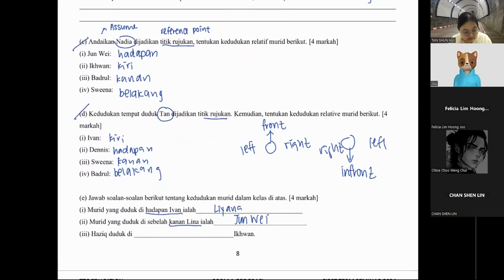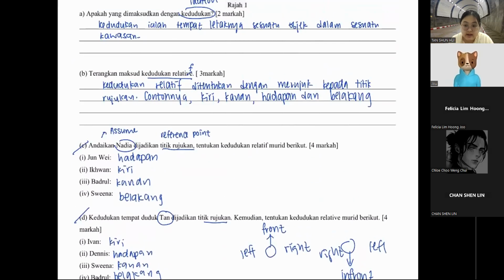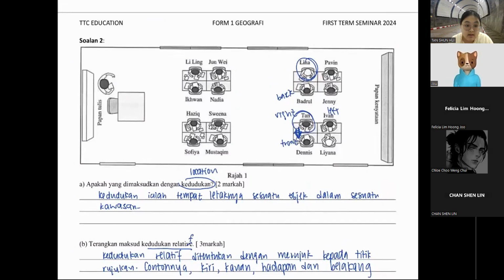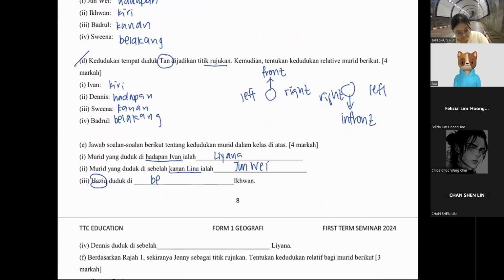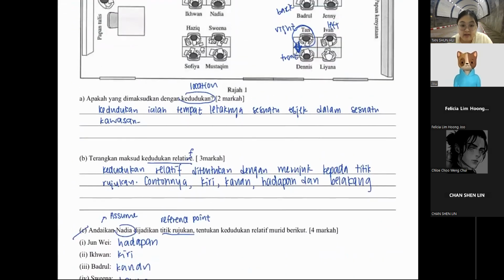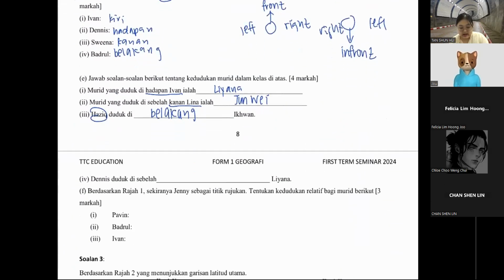And you see, Haziq duduk di mana, Iwan. So Haziq sits at, yes, belakang Iwan. Yeah. And one last, Dennis duduk di sebelah Liana. Dennis is seated at which part of Liana? Yes, kiri Liana. Understand?